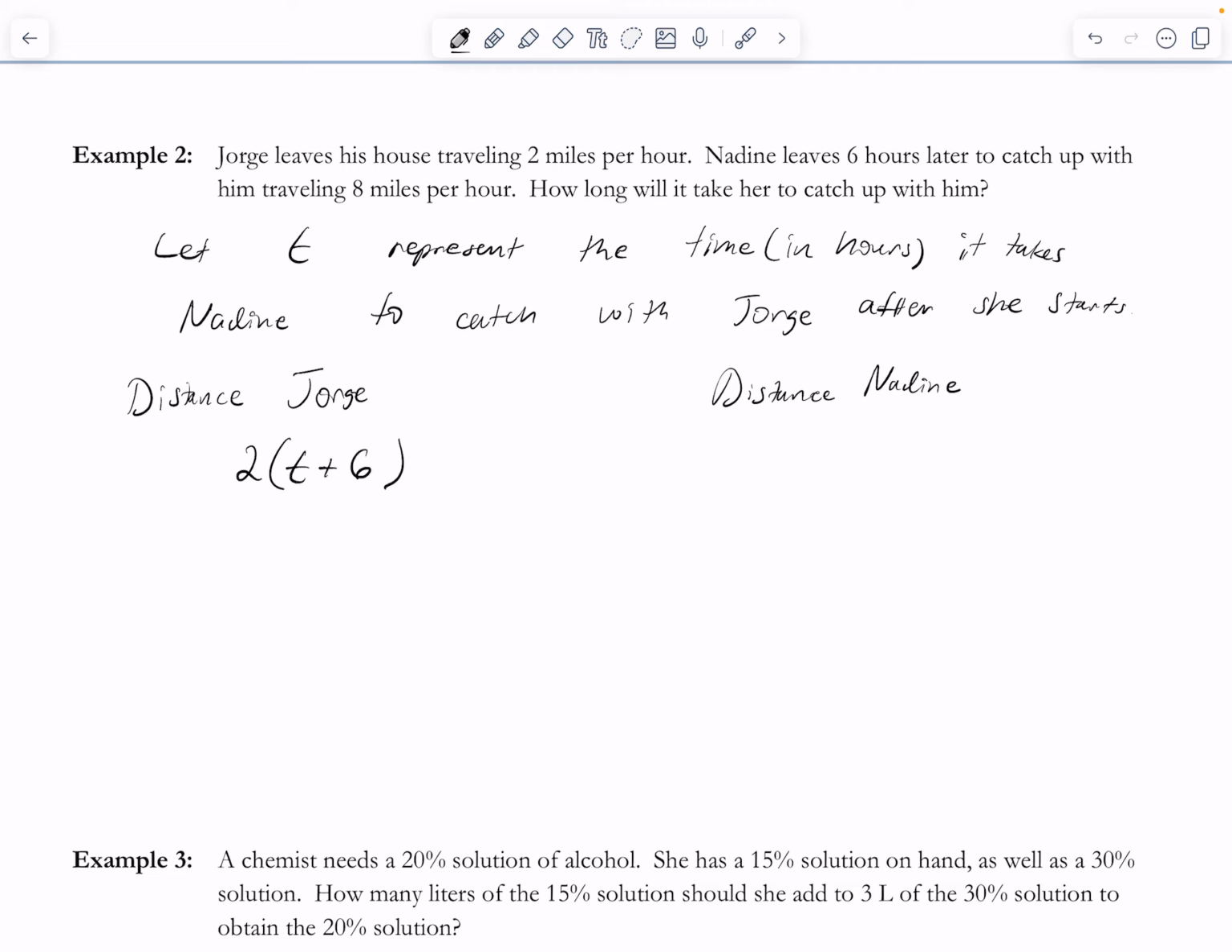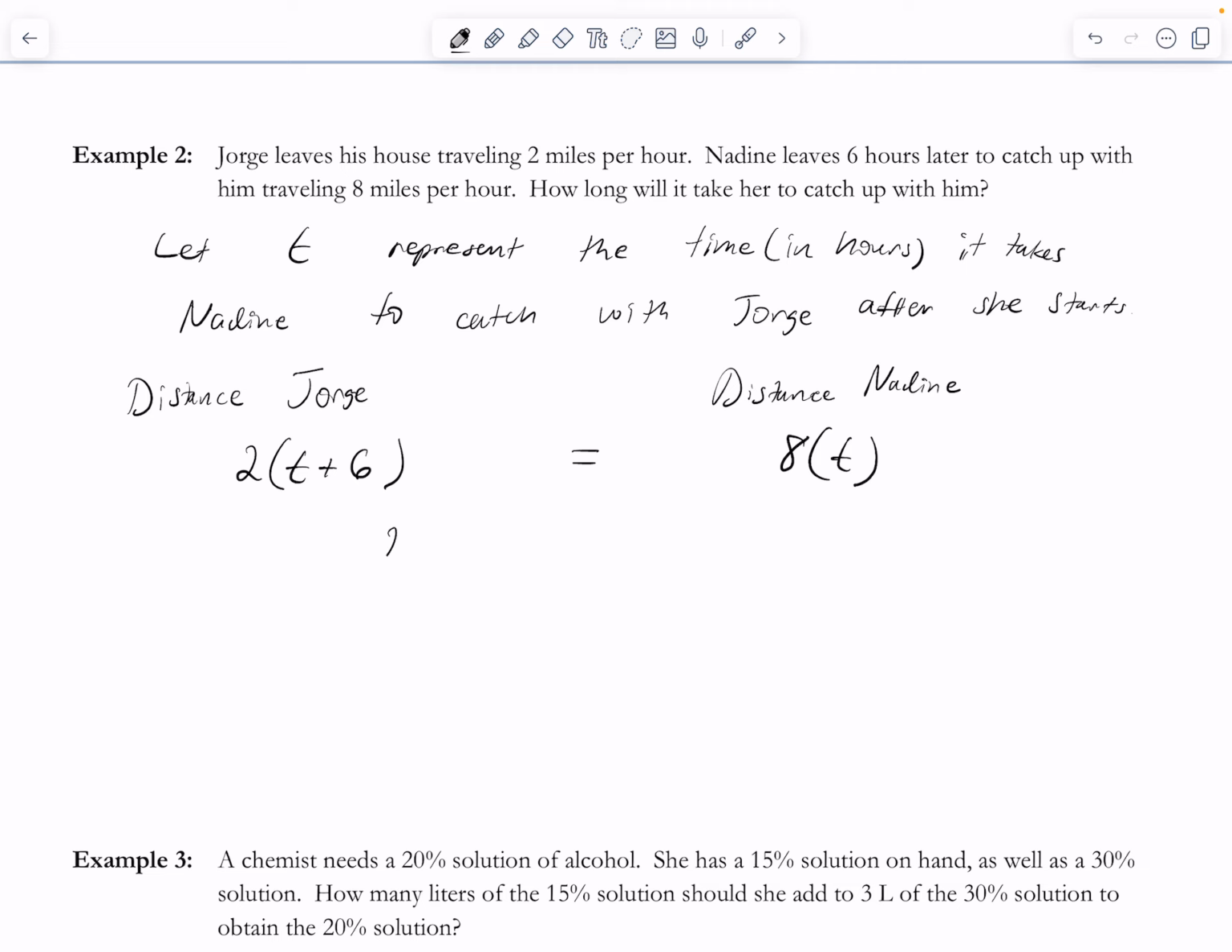Remember, t represents the time that it takes Nadine to catch up with Jorge after she starts. All right, and he has a 6 hour head start. So that's where the plus 6 comes from. And then Nadine travels at 8 miles per hour. That's her rate, times the time, which is t. Okay? And I know that I'm trying to figure out at what point are these distances going to be the same. Okay? So I'm going to set them equal to each other.